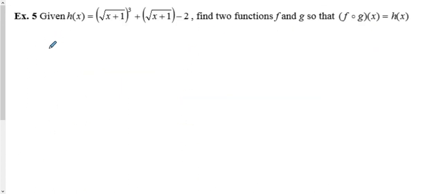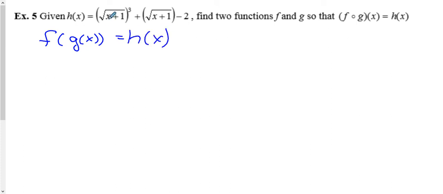Last but not least, we have this one here. It says given h of x equals this big function, find two functions f and g so that f of g of x equals h of x. So you're basically saying go f of g of x equals h of x.